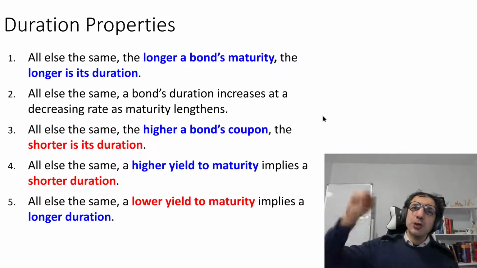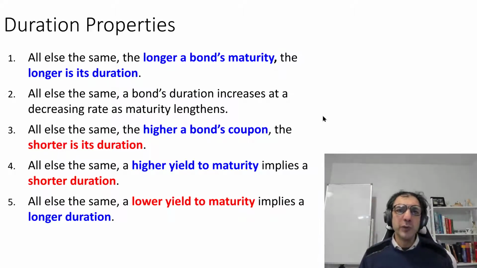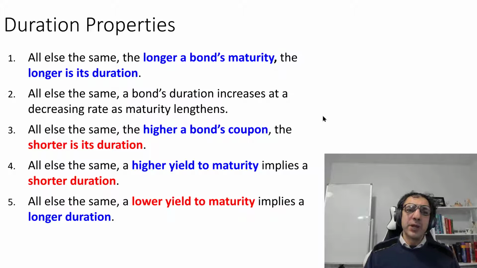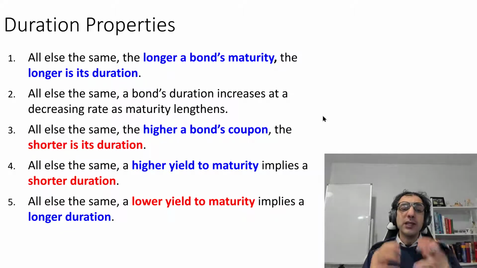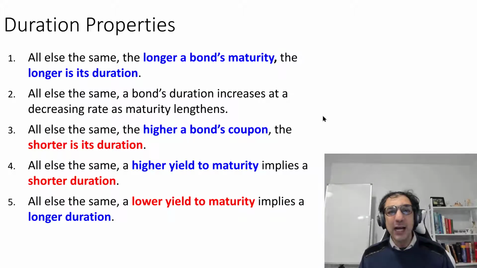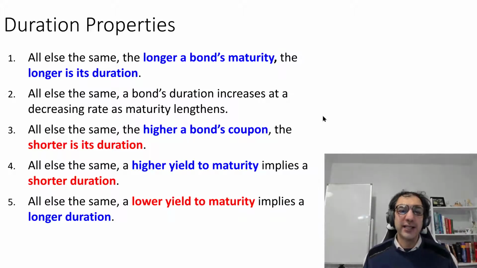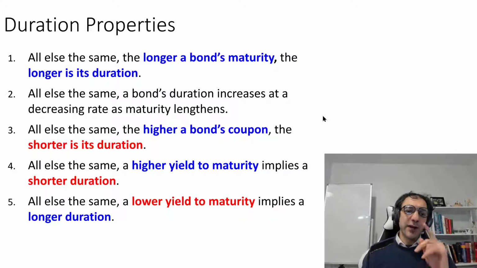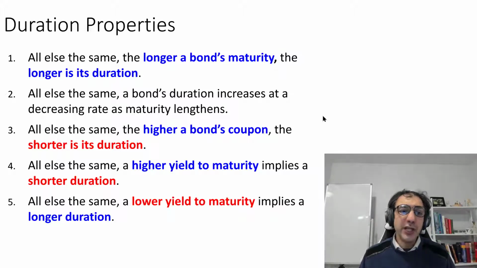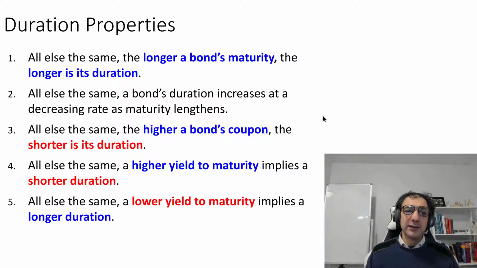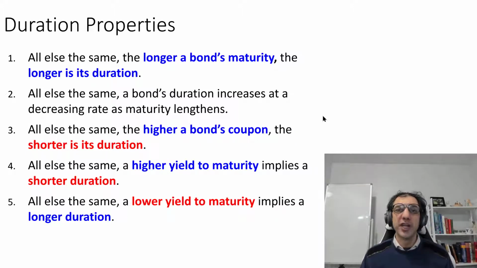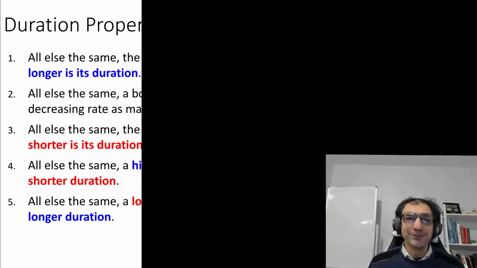And remember, as the coupon rate is higher, the duration will be shorter, and we noticed that in the example I provided in the Excel file. And also we learned that as the yield to maturity is going up, the duration is going down. Also, we learned that in the Excel file I showed you. And finally, the lower the yield to maturity, it means the longer duration, which is actually the opposite of case number 4.